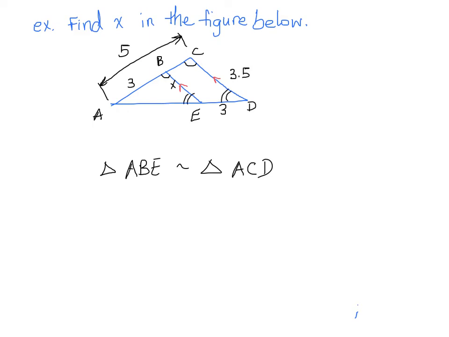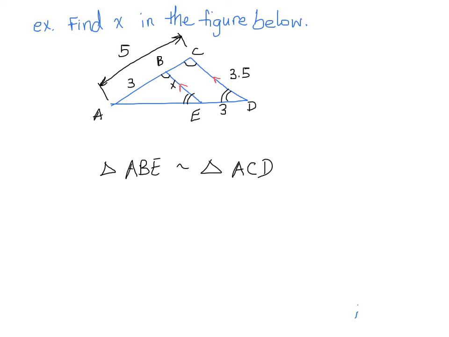Now, as we just learned, all we need in order to determine whether or not two triangles are similar is two angles. And we have that here. We have two angles. So from that, we can tell that triangle ABE is similar to triangle ACD, because we have our congruent corresponding angles.